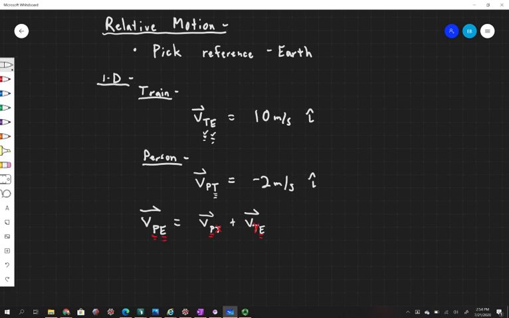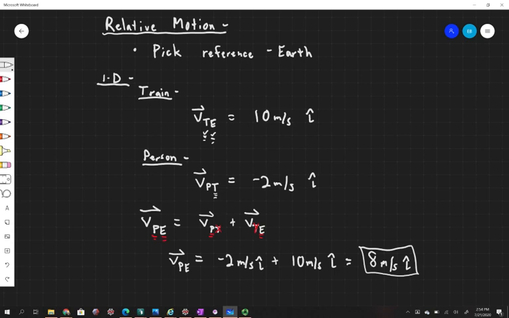So let's write this out explicitly. V of p e, person relative to the Earth, is v of the person relative to the train, -2 meters per second in the i hat direction, plus the velocity of the train relative to the Earth, 10 meters per second in the i hat direction. I combine these together and I get my relative motion is 8 meters per second in the i hat direction. So in one dimension, this is pretty straightforward. What does it look like in 2 dimensions?